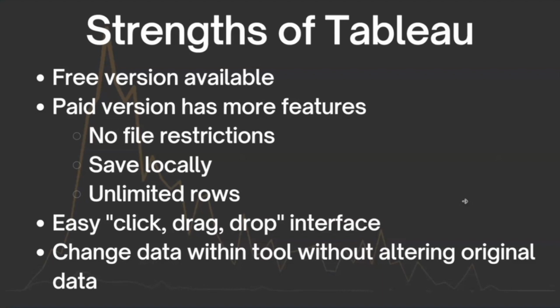today in this demonstration. There also is a paid version, which has a few more features. The interfaces themselves are exactly the same, but the paid version has more file options. It allows you to save locally as opposed to the cloud. And it also has unlimited rows. The public version has a limitation of approximately 15 million rows.